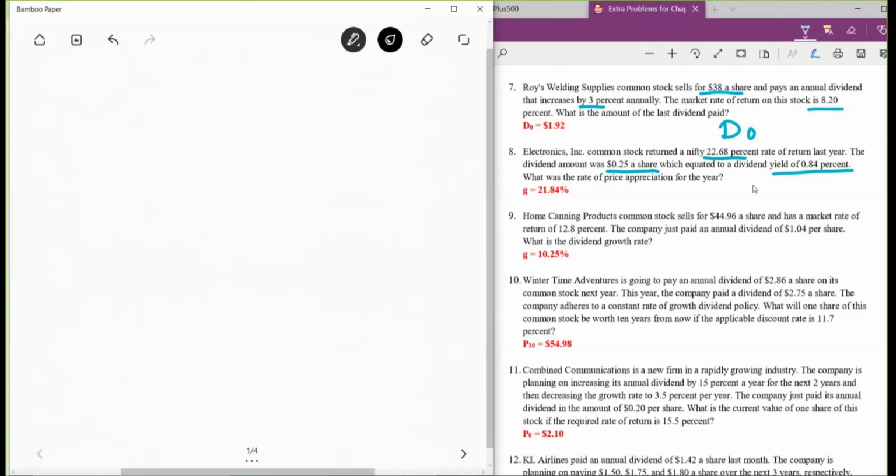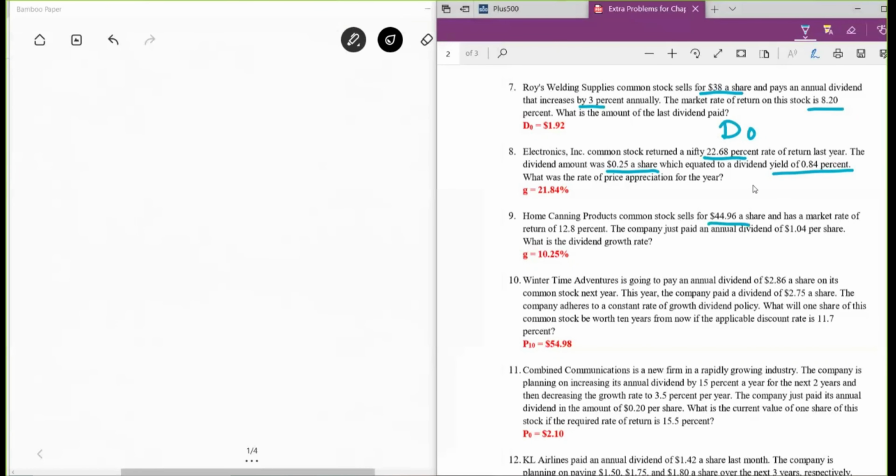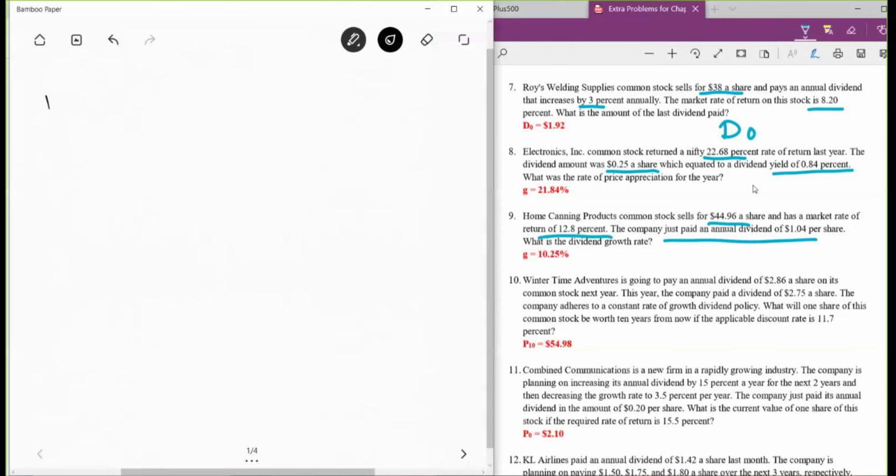Number 9. A stock sells for 44.96 a share. The market rate of return is 12.8. The company just paid an annual dividend of 1.04. So D0 is 1.04. P0 is 44.96. R is 12.8%. I need to compute the growth rate.